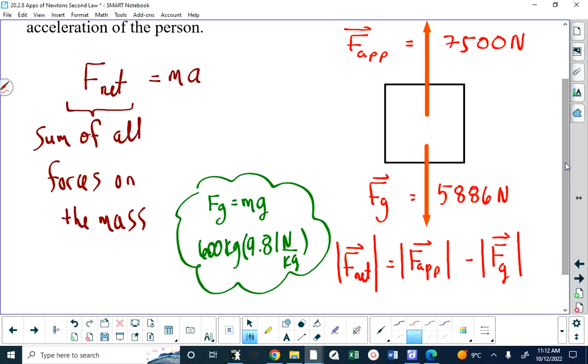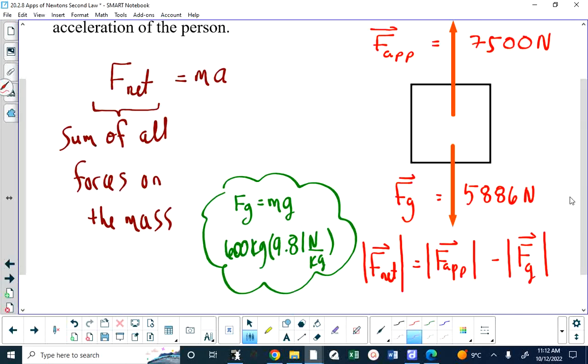Those absolute value signs are crucial. Okay, so why am I subtracting the magnitudes of the forces? Because the forces are in opposite directions. And that's how you find a magnitude of a sum. What direction will my net force be in? Well, it will be upwards because the force upward is more.